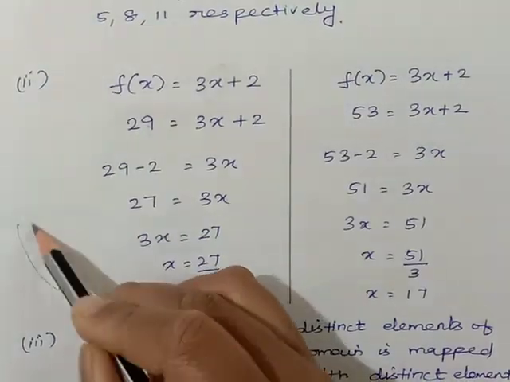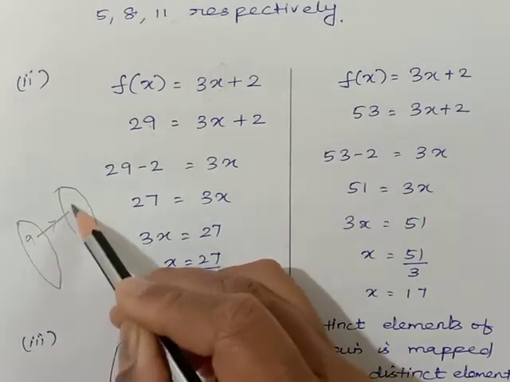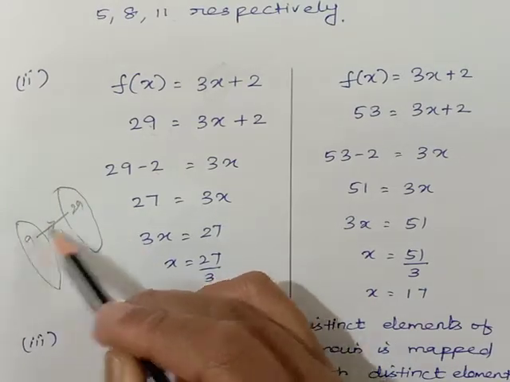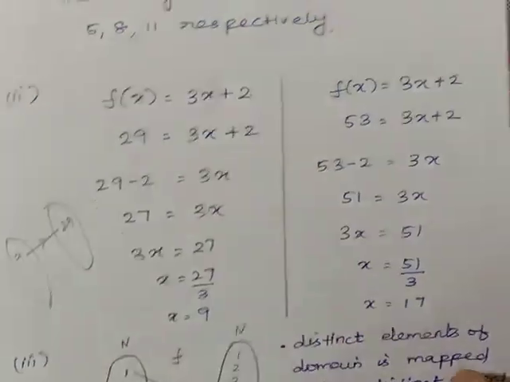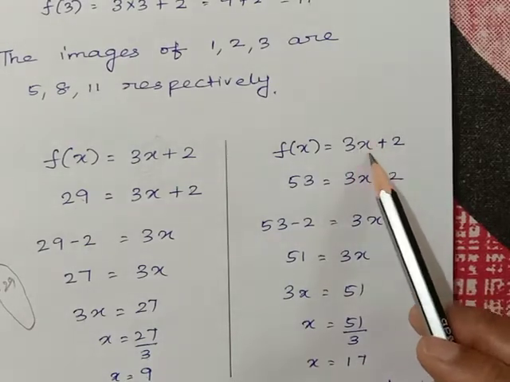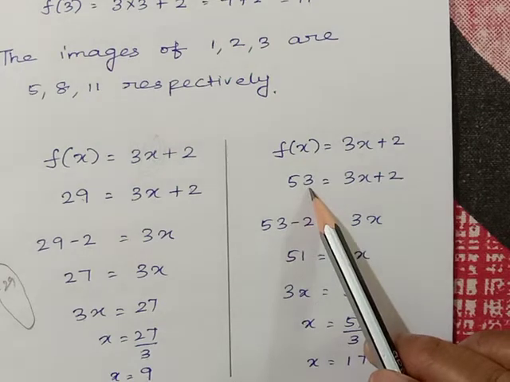For example, this is 9, this is 29. The image of 9 is 29. Now the pre-image of 29 is 9. The same thing, f of x equals 3x plus 2. In the place of x, we have to write a number so that your answer will be 53. We'll find what that number is.